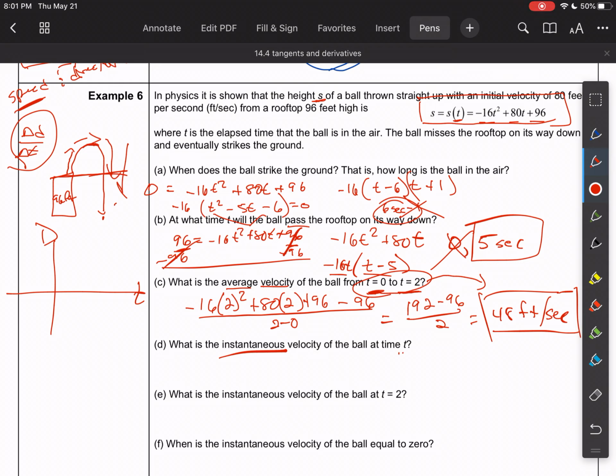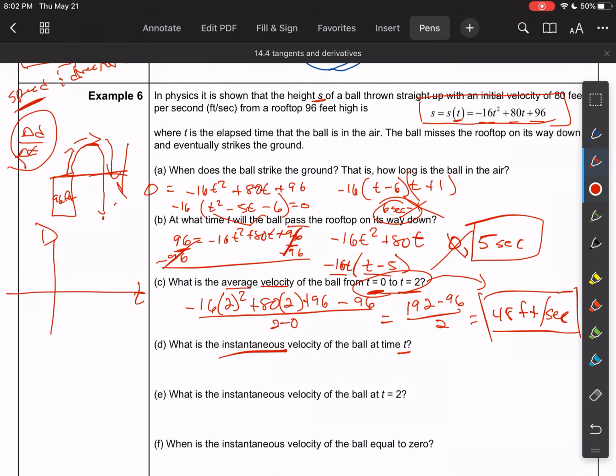Unfortunately, they don't tell us a time frame that they want to know this instantaneous velocity for. So it's not like saying, what's the instantaneous velocity at 2 seconds or something like that. It's saying, what is it anywhere? So you have to come up with an equation that works for anywhere on the graph. Okay, so that's what a derivative helps us to do.